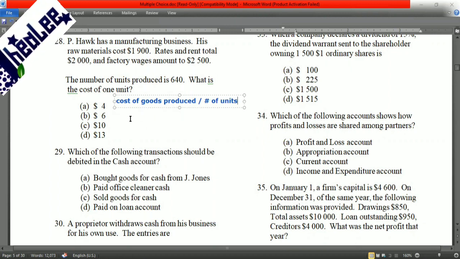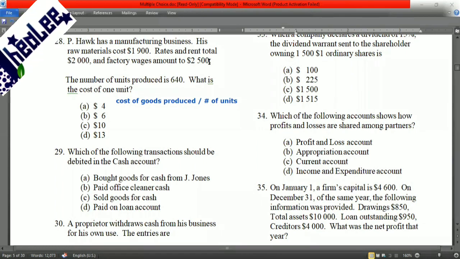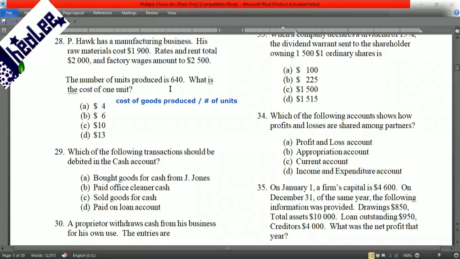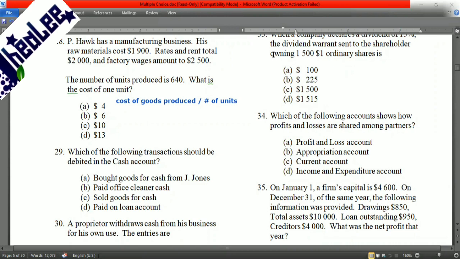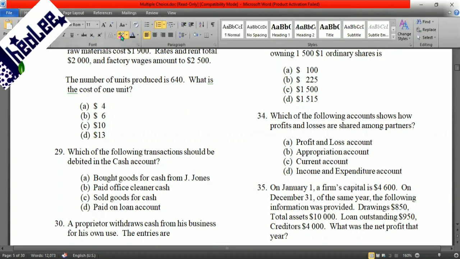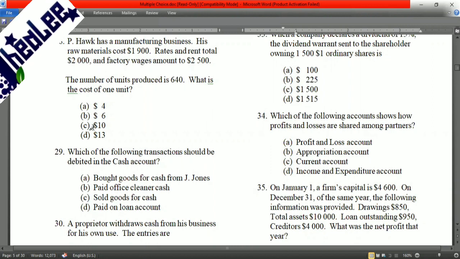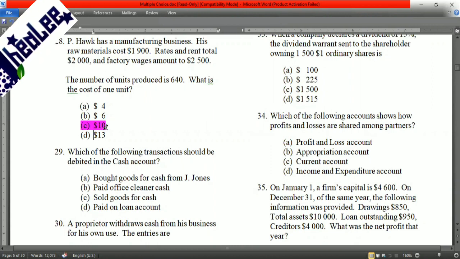Based on calculation, 1,900 added to 2,000 plus that 2,500 gives us a total of 6,400. You would divide that 6,400 by 640, and then you would get the result of $10. So our response there is $10, and that is C. So remember, total cost to produce the items divided by the number of units gives you the cost per unit.